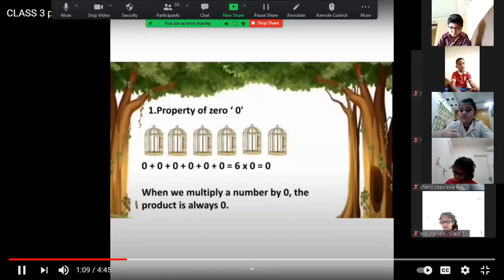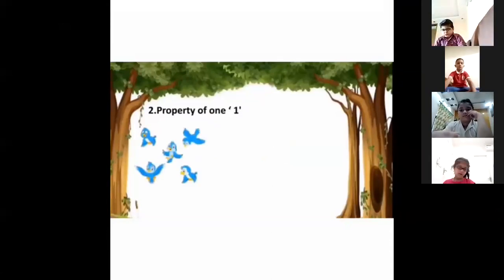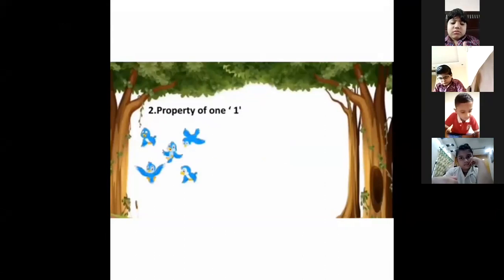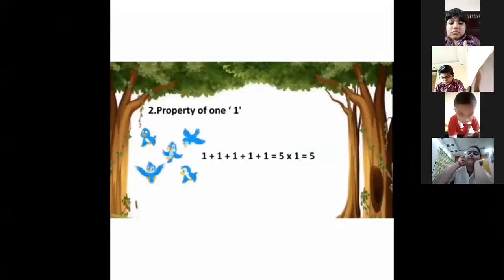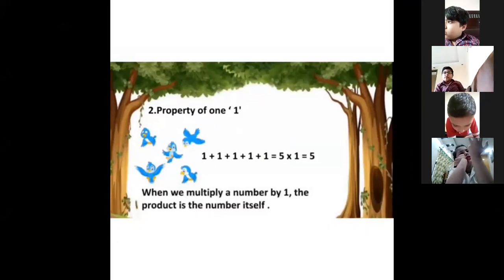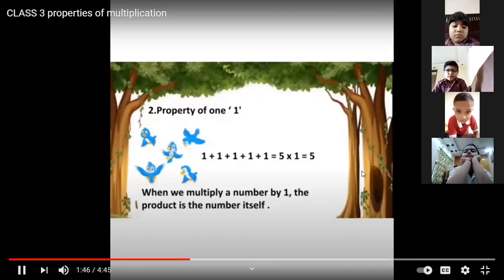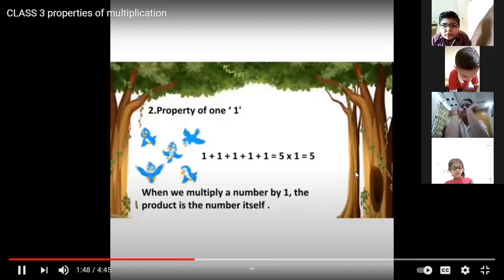Okay, beta. So now we are moving towards the second property. Ready for the second property? Now we will move to the second property of multiplication, that is property of 1. As we can see in this picture, there are 5 words. And we know that multiplication means repeated addition. If we add 1 five times, the sum will come 5. Or if we simply multiply 1 five times, the product will also come 5. That means when we multiply a number by 1, the product is the number itself.